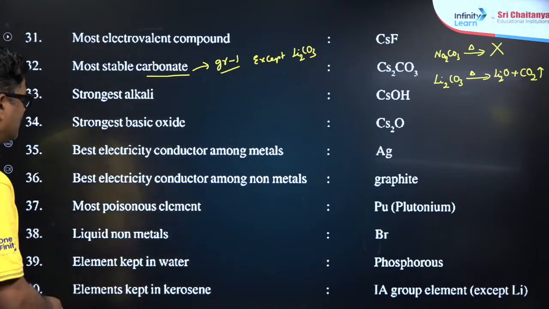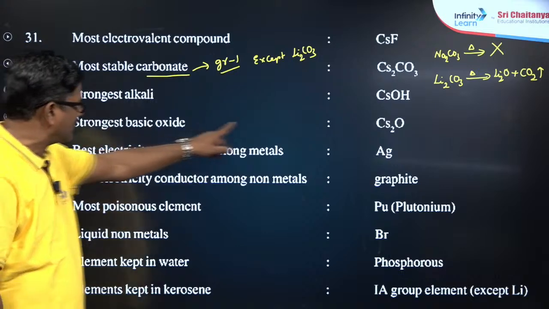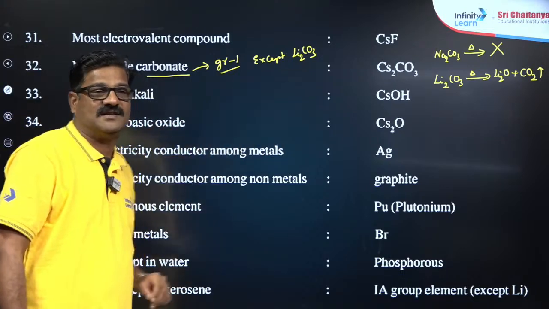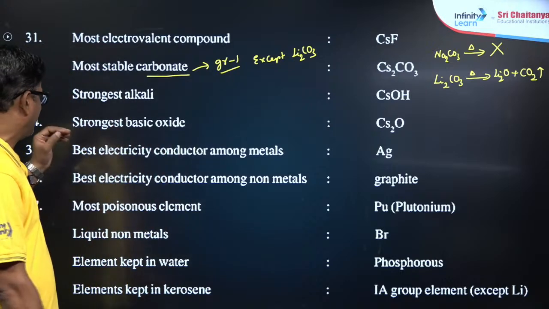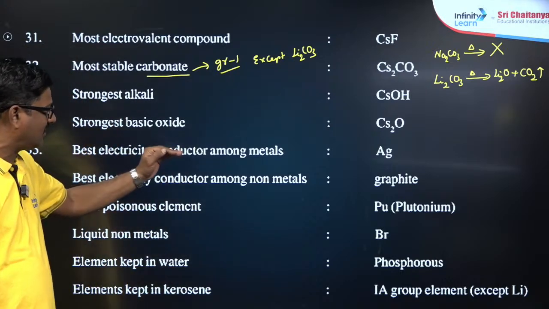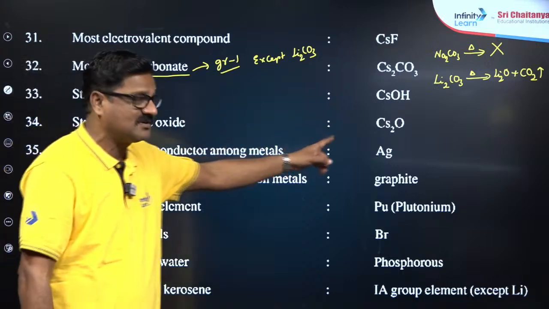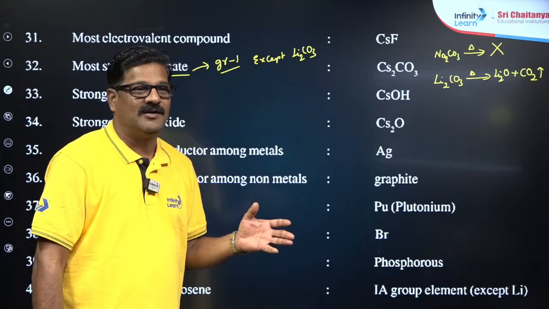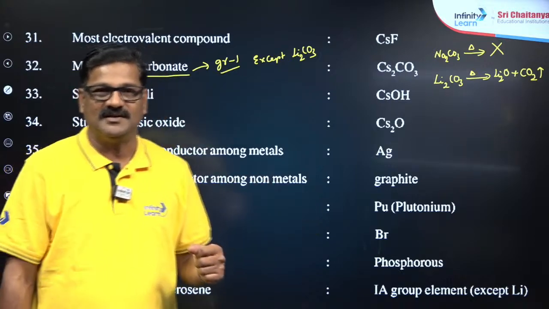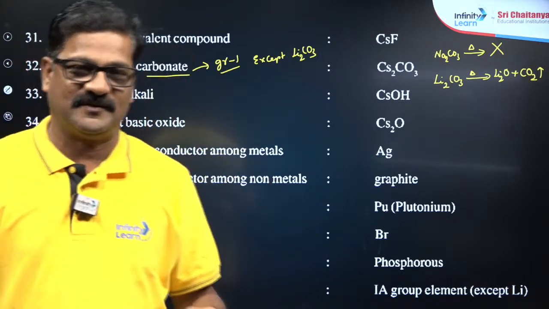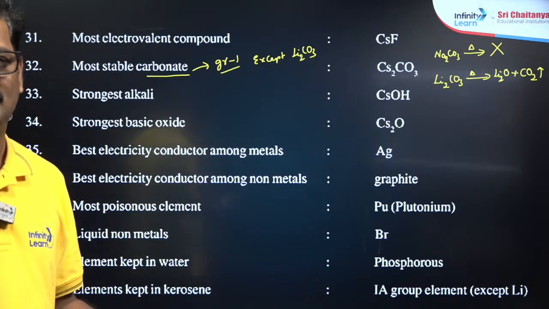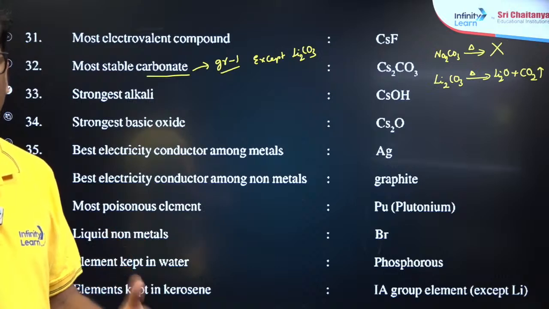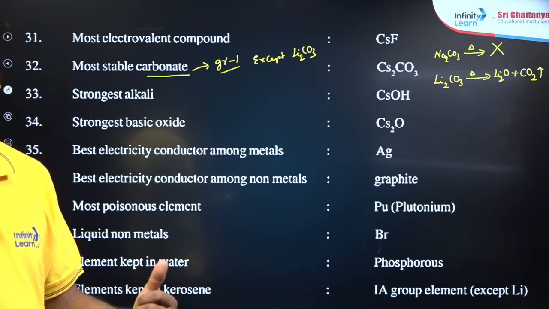Okay, anyways. Strongest basic oxide, cesium oxide. Strongest base and alkali is cesium hydroxide. And the best electricity conductor among metals, silver is the best conductor. Then why are you not using it at home? Because silver is costly and it is more prone to oxidation. Okay, then you can use aluminum also, but we use copper because it is less prone to oxidation.